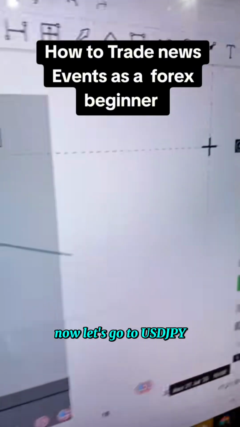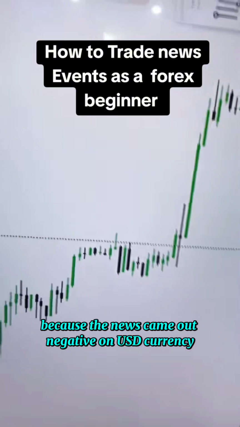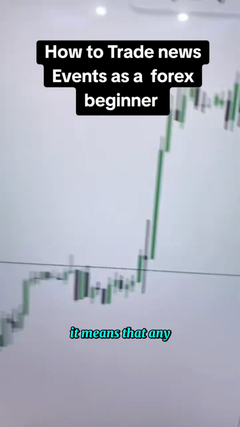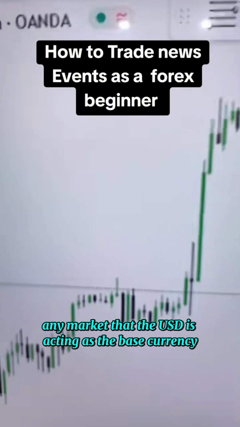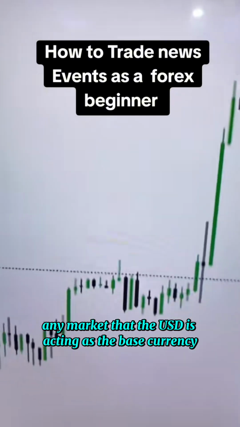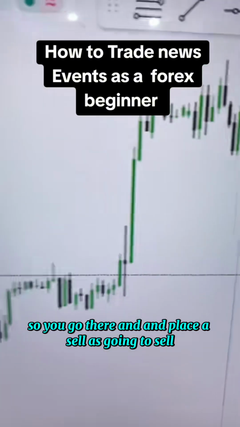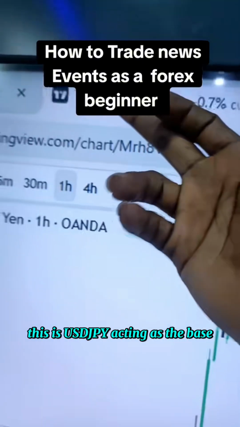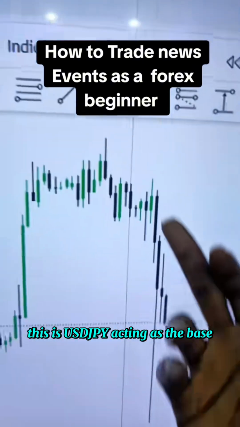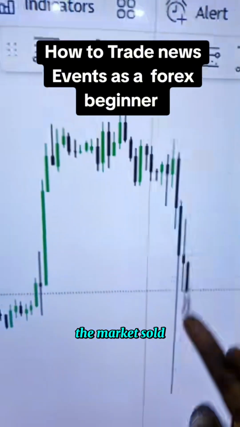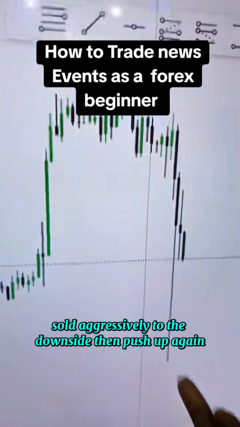Now let's go to USD/JPY. Because the news came out negative on USD, any market where USD is acting as the base currency will sell aggressively. So you go there and place a sell. Look at what happened. This is USD/JPY with USD acting as the base, and that's exactly what happened. The market sold aggressively to the downside, then pushed up again.